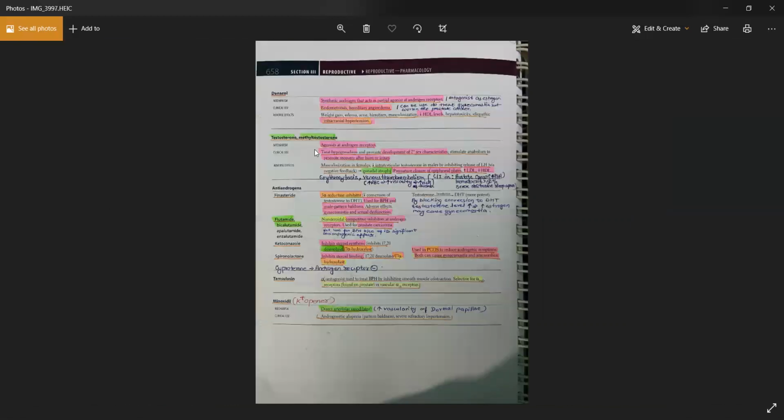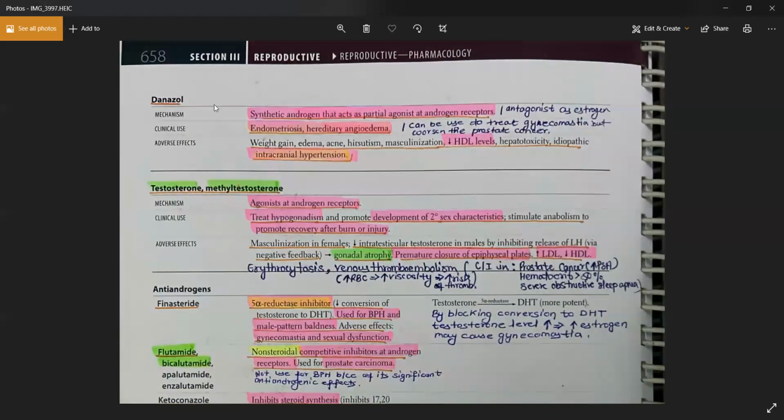Now you have the danazol, and I told you this danazol is basically a partial agonist on the androgen receptors. And this drug will be useful for hereditary angioedema. Remember, in immunology we discussed hereditary angioedema. So danazol will be used as a therapy for hereditary angioedema. It would also be useful for endometriosis. Just like the effects of the androgens, the patient can have weight gain, edema, acne, hirsutism, masculinization, low HDL with high LDL, and hepatotoxicity.